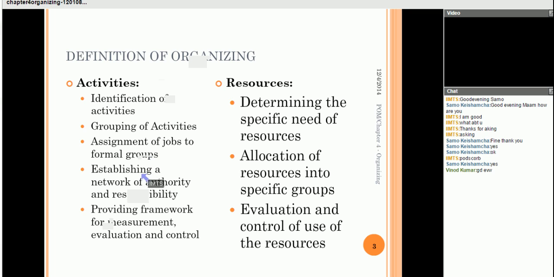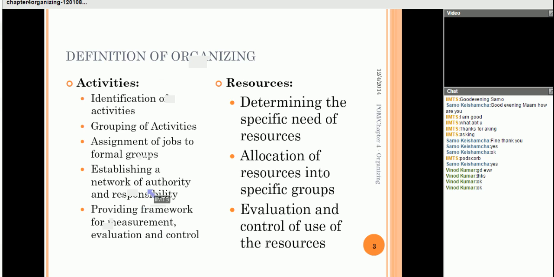Good evening Vinod, welcome to class. Today we are discussing the organizing function of management, which is the second function of management. After planning, the next is organizing. This is the second slide that we are discussing. Once we are done with this, we are going to do a case study. Okay.